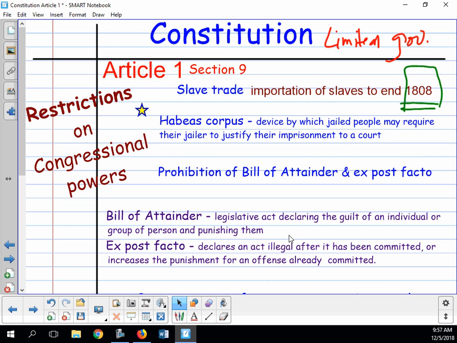All right, now the next one is ex post facto. This declares an act illegal after it has been committed, or increases the punishment for an offense already committed. In other words, what we're saying is, let me use an example. I think it'd better describe this.